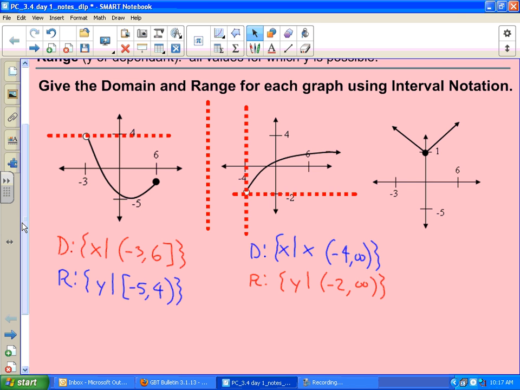All right, that last one. Alex, what do you think? What's the domain on that? All reals. Yeah, because it keeps going, right? Domain, x equals all reals on this. Range.